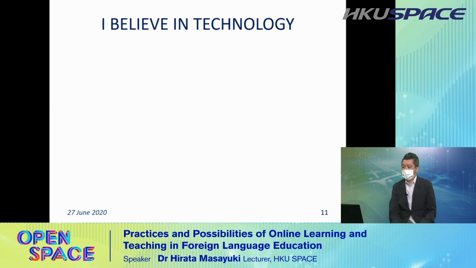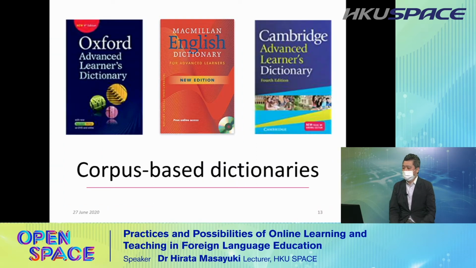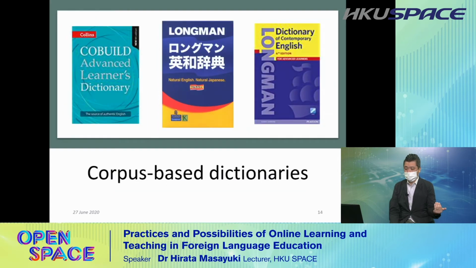Having said that, I believe in technology. When I was working in the publishing industry, there was the arrival of the British National Corpus, which changed the way we compile dictionaries totally. And all the dictionary compiling has gone through a transformation. So Oxford, Macmillan, Cambridge, and I was working for Longman and Collins. Every dictionary went through this transformation. And all the dictionaries became corpus-based at that time.